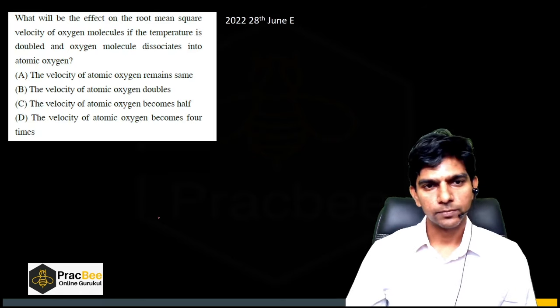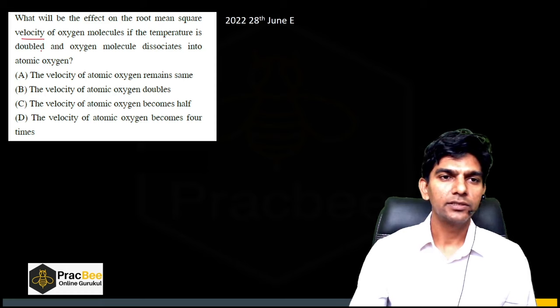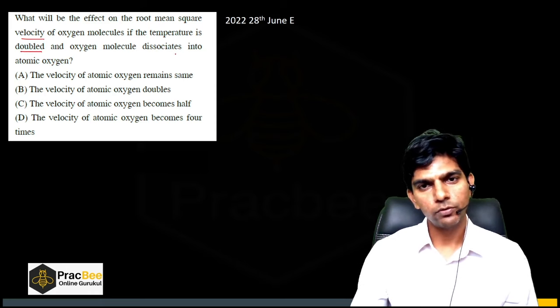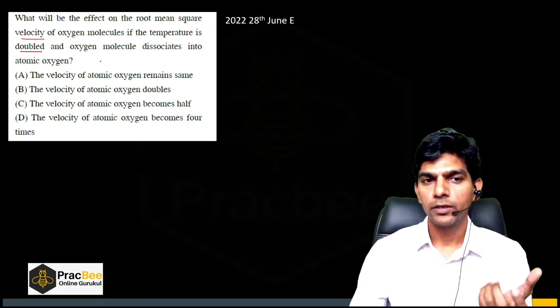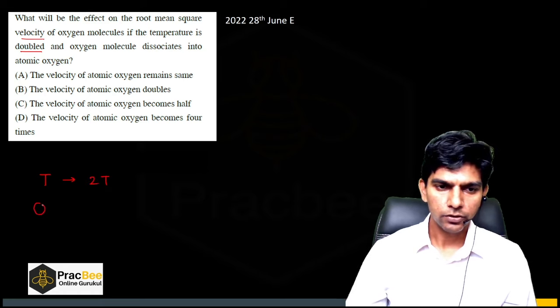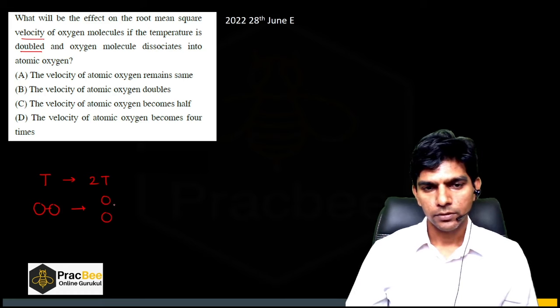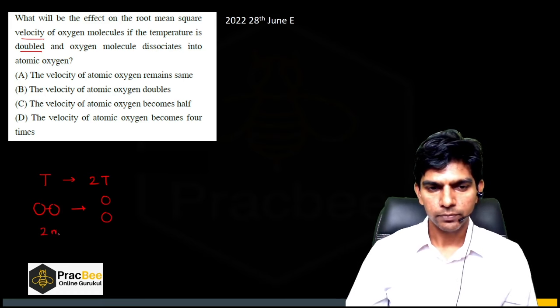Now let us see another question. What will be the effect on the root mean squared velocity of oxygen molecules if the temperature is doubled and the oxygen molecule dissociates into atomic oxygen? So what is happening here? We are doubling the temperature, from T to 2T, and diatomic oxygen is split into atomic oxygen. So earlier the mass was 2m, now the mass will become m, right?